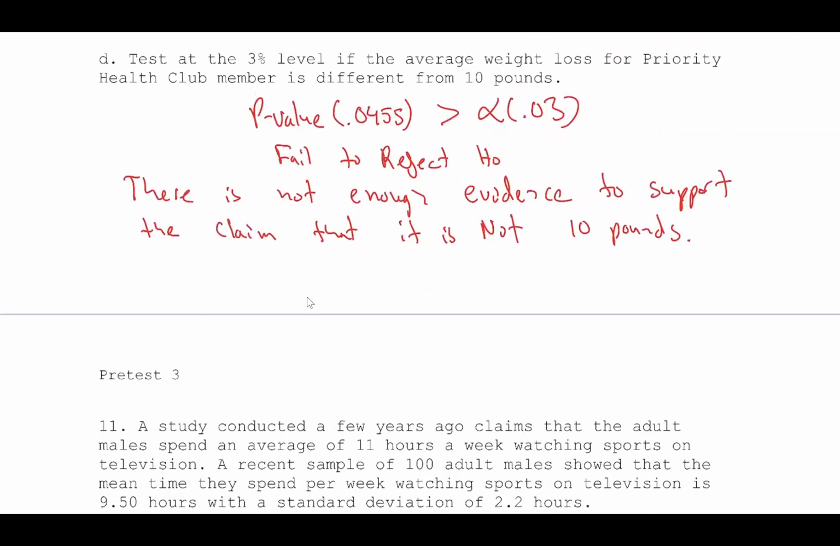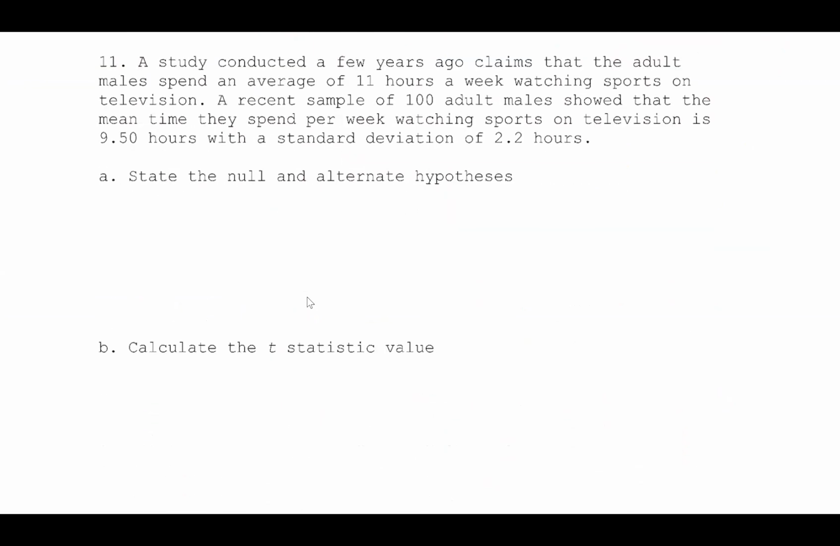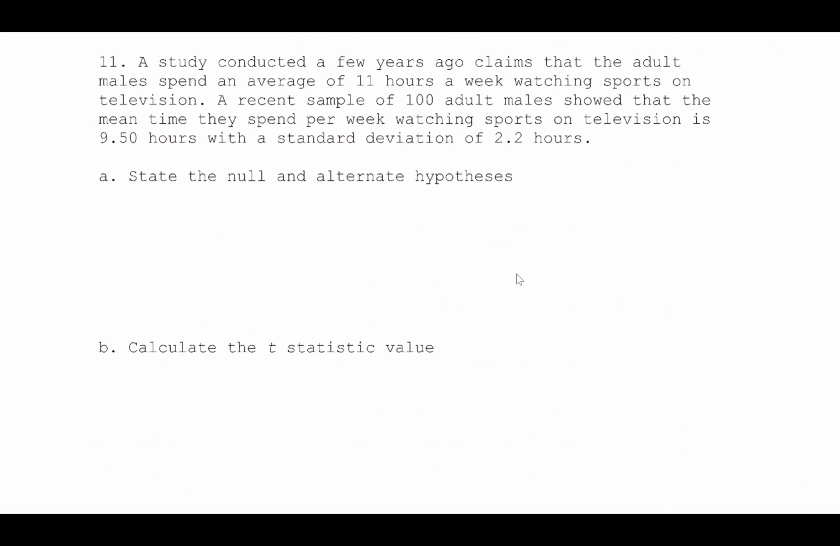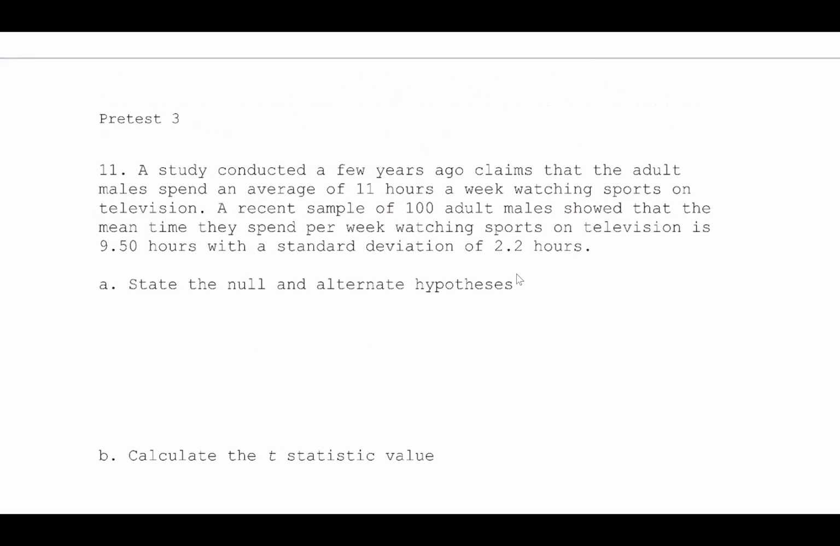All right, so let's go ahead and do the very last problem. Let me take away the chat. There you go. It says a study conducted a few years ago claimed that adult males spend on average 11 hours a week watching sports on television. A recent sample of 100 of those showed that the mean time they spend per week watching sports on television is 9.5 hours, with a standard deviation of 2.2 hours. So let's make note of all of this. We have 100, we have 11, we have 9.5, and we have 2.2.